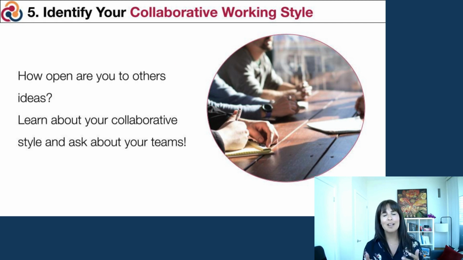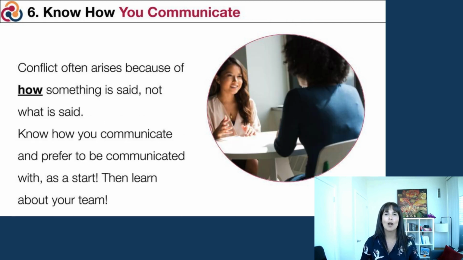And finally, number 6 is understanding how you communicate. Conflict often arises because of how something is said, not because of what is said, the majority of the time. Know how you communicate and prefer to be communicated with as a start, and then learn about your team.